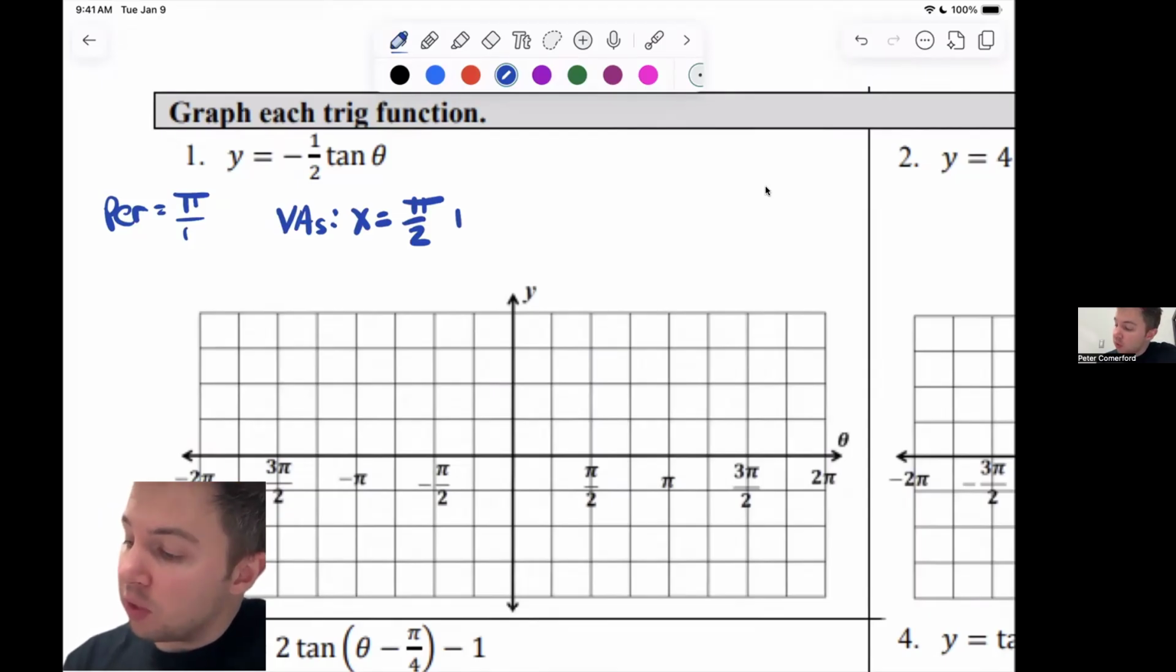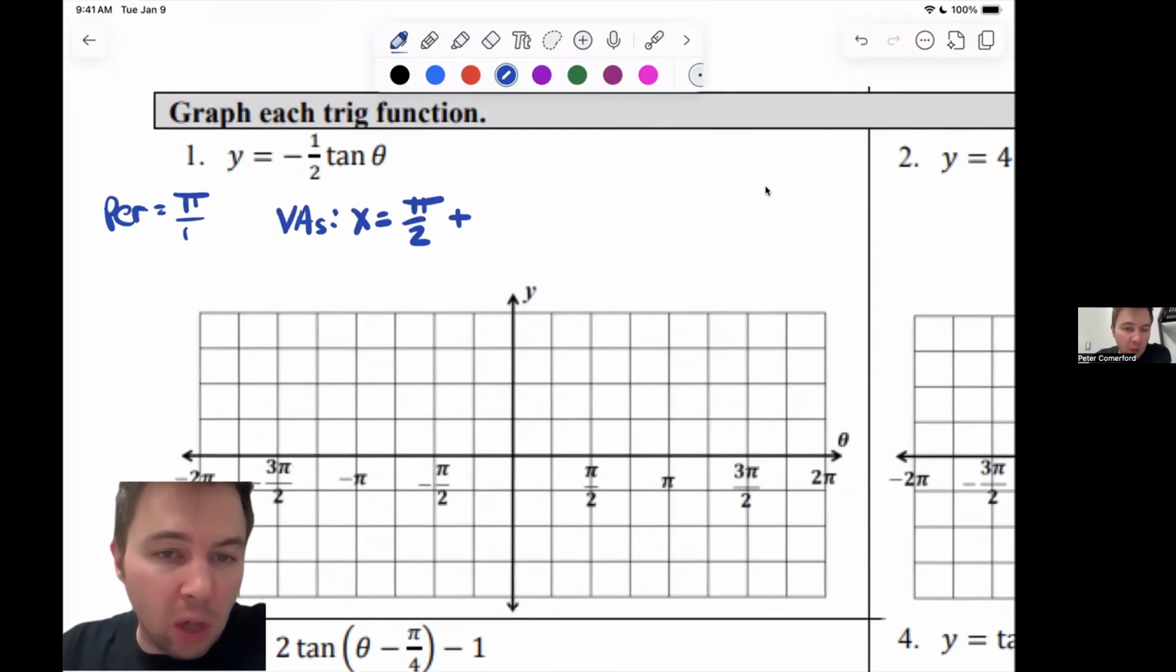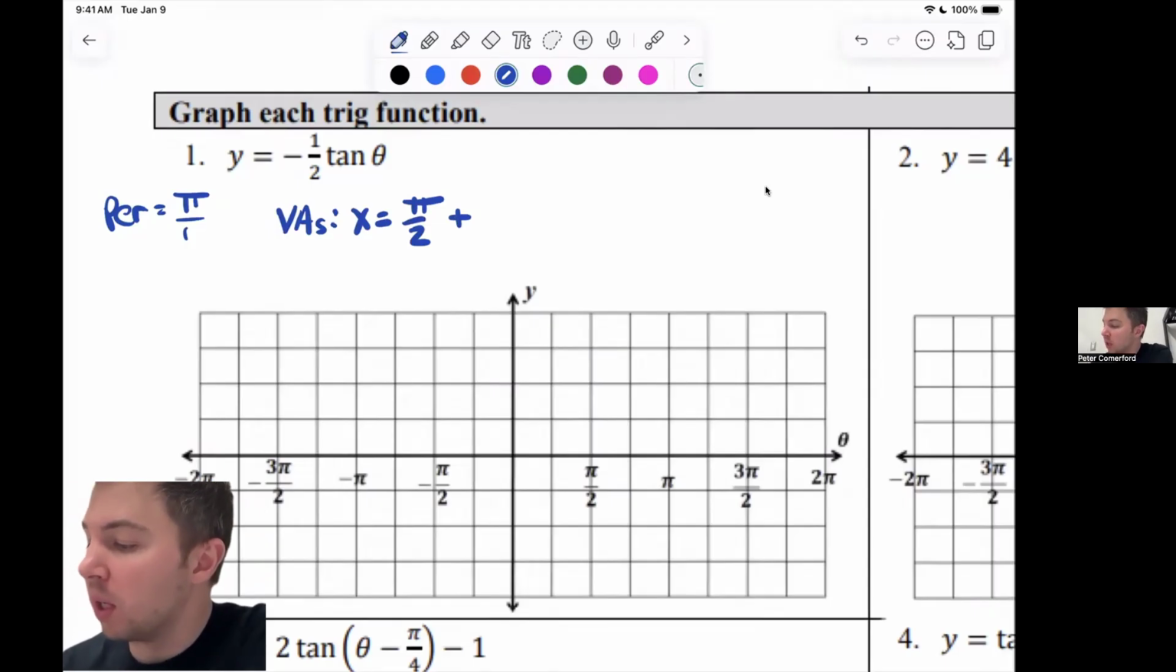And since there's no phase shift, I can right away start adding periods onto that. It's going to be another asymptote every period, so we say plus period times k, so pi times k. And there's my vertical asymptotes.